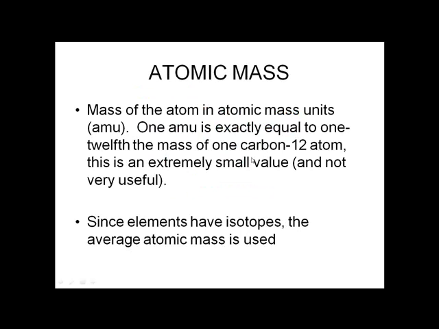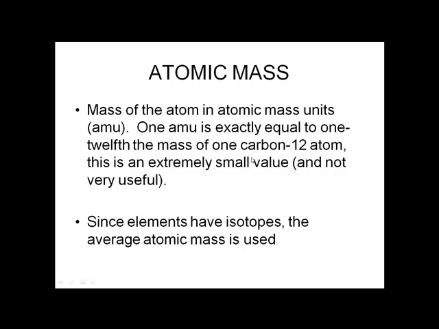First off, atomic mass. The mass of the atom in atomic mass units, AMUs. 1 AMU is exactly equal to 1/12 the mass of one carbon-12 atom. So this is an unbelievably small value. We're basically saying here that each proton and each neutron, which are about the same mass, each one of those weighs 1 atomic mass unit.